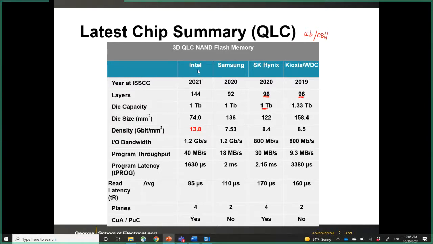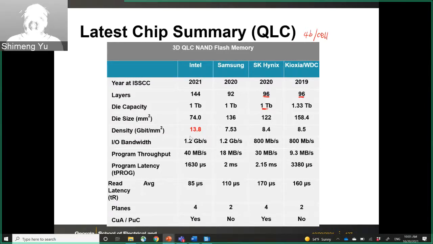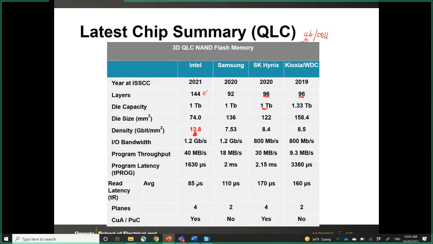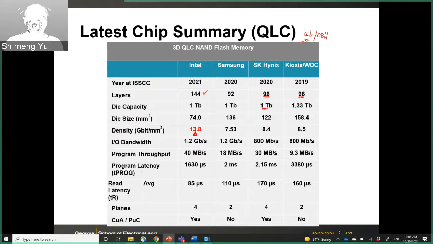Density-wise, Intel this year has 144 layers and reported the highest density, up to 13.8 gigabit per square millimeter, thanks to the 144 layers and also 4 bits per cell. But there is a trade-off as you compare with the TLC. The program latency will be even slower, about a millisecond, because as we discussed before, with 4 bits per cell you need more verify cycles for the ISPP. Read latency will also be slower. So basically you can have more density, or lower cost per bit, but you have to pay for it in performance.